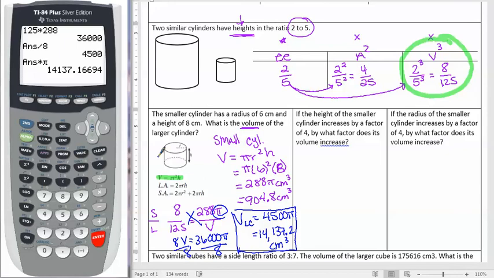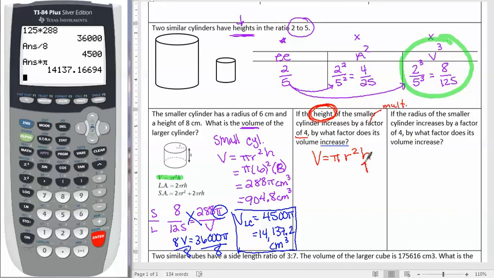It says, if the height of the smaller cylinder increases by a factor of 4, what factor does the volume increase? Well, if I look at that formula sheet and I look at actually what the formula says, it says volume equals pi r squared h. It's telling me that the height increased, nothing else. It increased by a factor of 4. Factor means multiply.